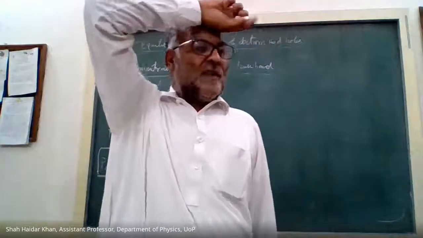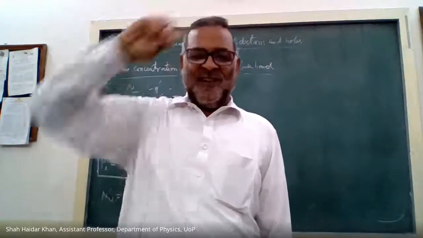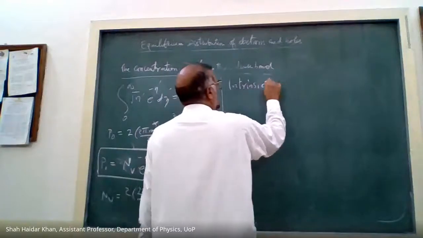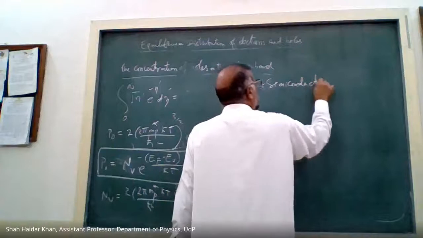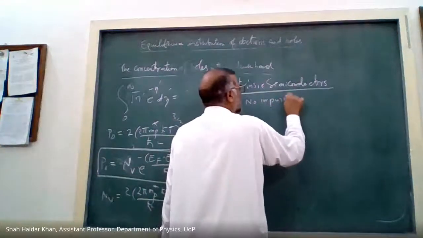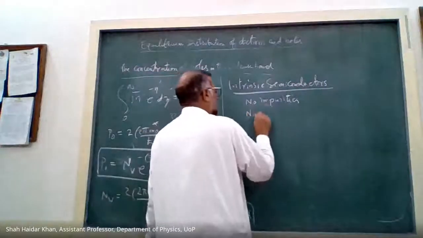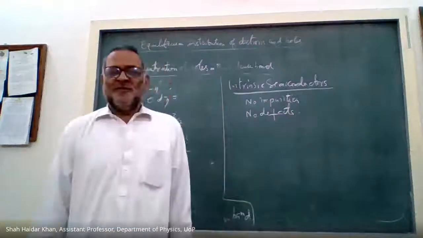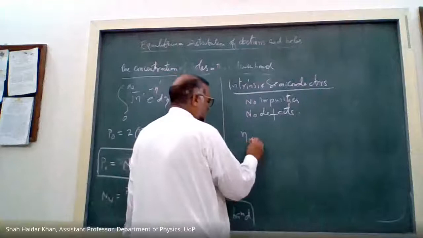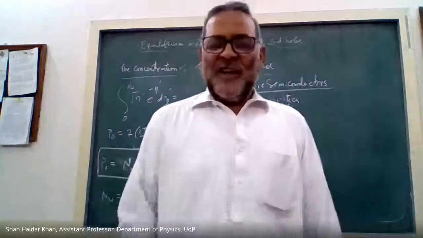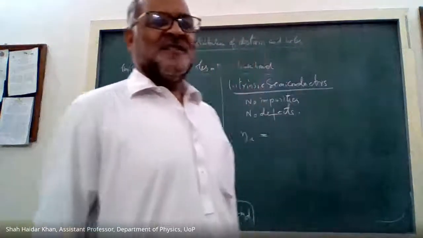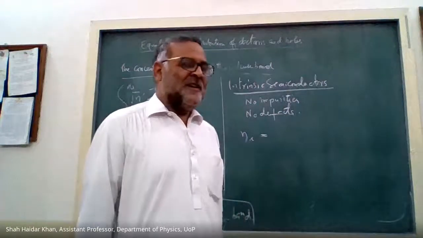And now, if we call them intrinsic semiconductors in equilibrium, with no doping, no impurities, no defects, then the equilibrium concentration of electrons we will call Ni, the intrinsic carrier concentration. Intrinsic means without any adulteration, pure semiconductors. What will their charge carrier concentration be?